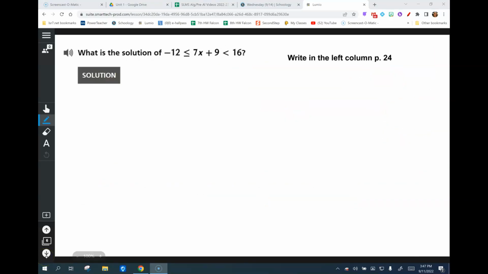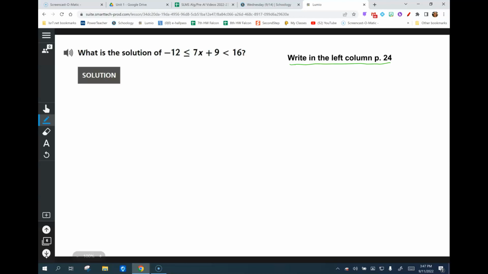Now this one is not in your book, so I'd like you to write down this problem in the left-hand column on page 24. Negative 12 is less than or equal to 7x plus 9, which is less than 16. If you don't have it written down, pause and get it written down.